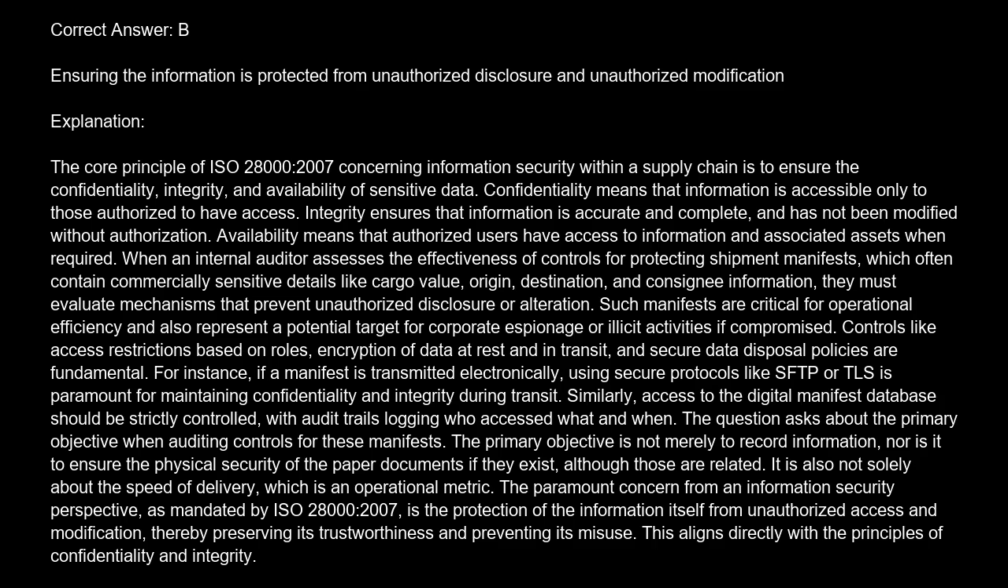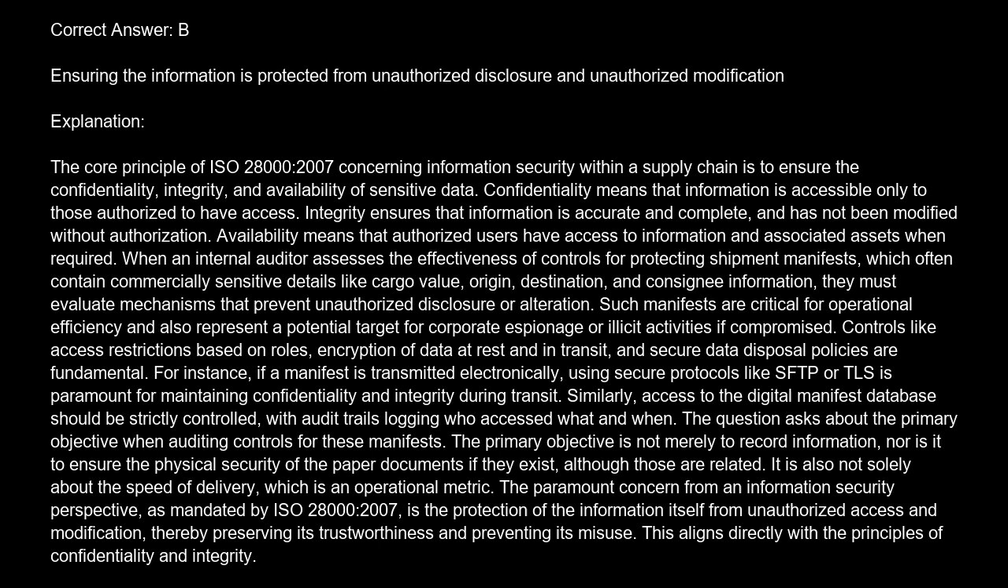Similarly, access to the digital manifest database should be strictly controlled, with audit trails logging who accessed what and when. The question asks about the primary objective when auditing controls for these manifests. The primary objective is not merely to record information, nor is it to ensure the physical security of the paper documents if they exist, although those are related.